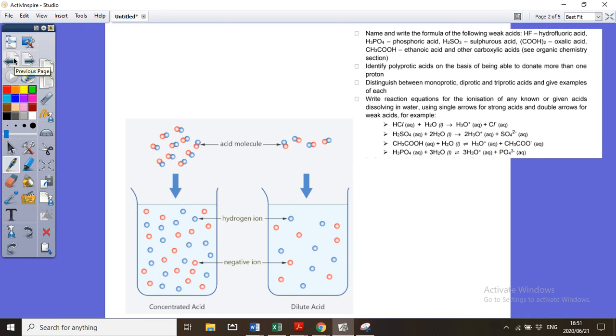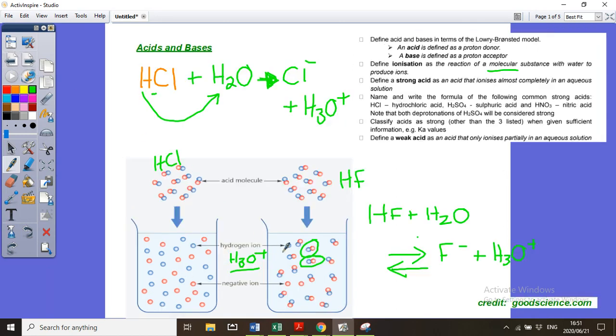Now, moving on. This will be the same for bases as well, for strong bases and weak bases. We'll just use a little bit of a different word there, but just remember for particle diagrams, it will look the same.